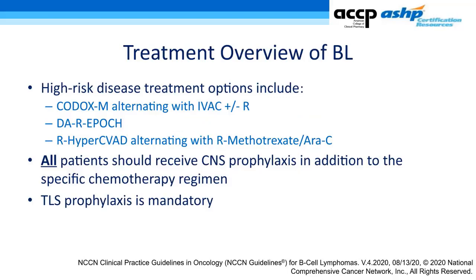Most patients with Burkitt's lymphoma are going to have high-risk disease, especially in an adult. So your treatment regimens here are even more aggressive. Some examples would be Codox-M alternating with IVAC plus or minus rituximab, again, dose-adjusted R-EPOCH, and R-Hyper-CVAD alternating with methotrexate and Ara-C. Burkitt's lymphoma also loves the brain. So as opposed to diffuse large B-cell lymphoma, where you may need to consider CNS prophylaxis, all patients with Burkitt's lymphoma need to receive CNS prophylaxis in addition to all of the systemic chemotherapy that we just mentioned.